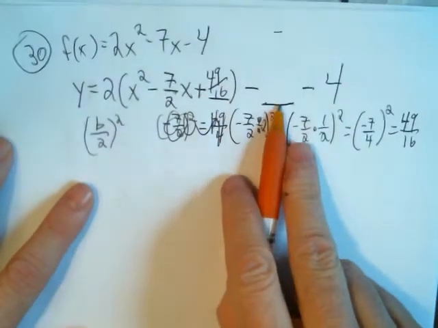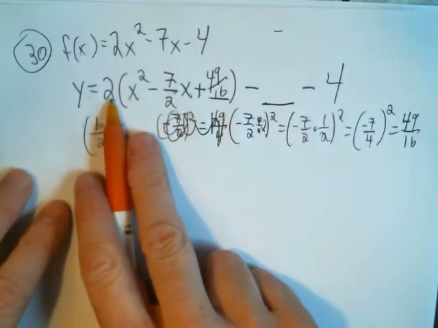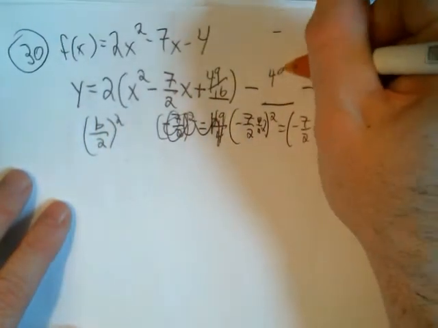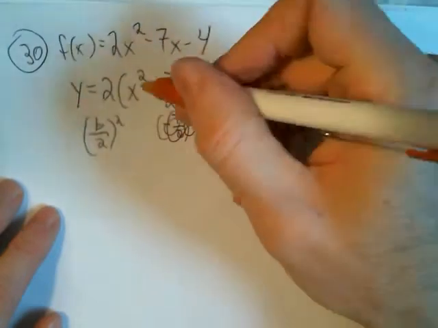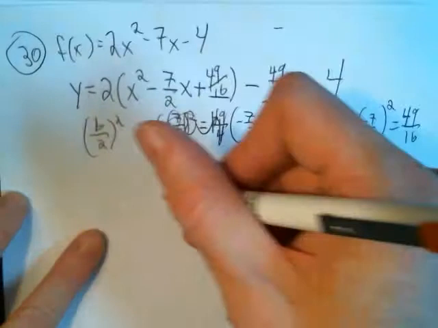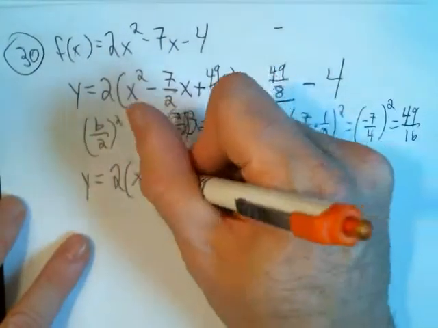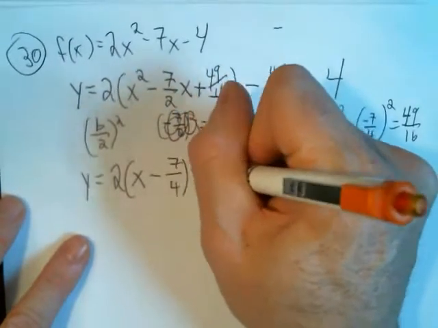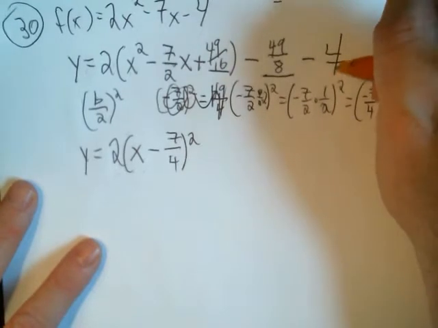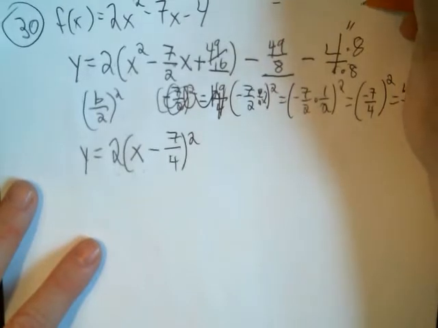And then when I subtract it away, it's not 49/16. You still have to compensate for this 2 that you'd factored out. So it would really be 49/8. You just multiply this times this and put that there. And then minus the 4. Let's go ahead and factor it now. So we have y equals 2 times (x minus 7 fourths) squared. And then I need a common denominator with these characters. So multiply top and bottom by 8. This thing will be 32/8.